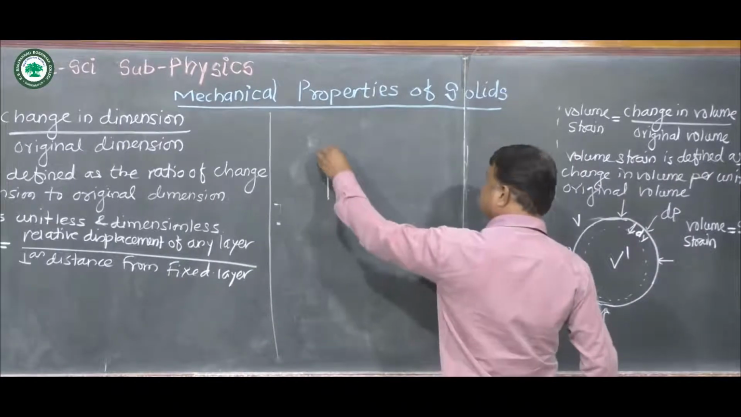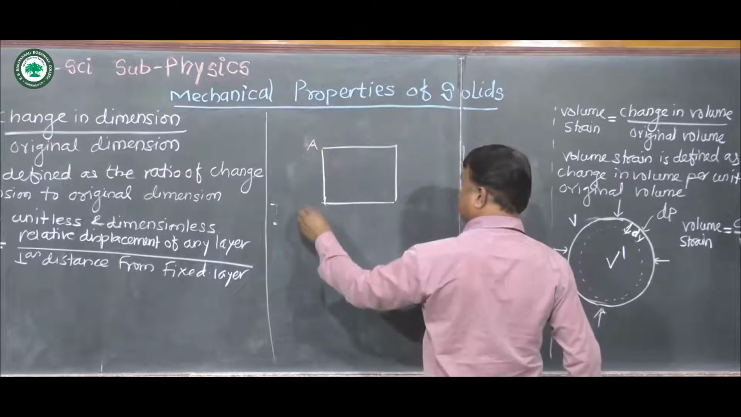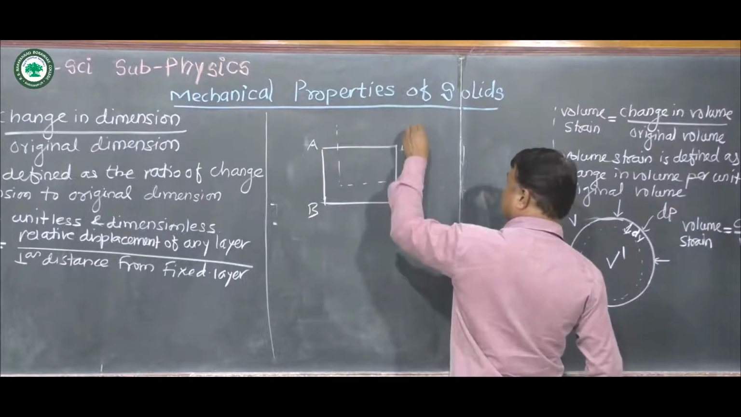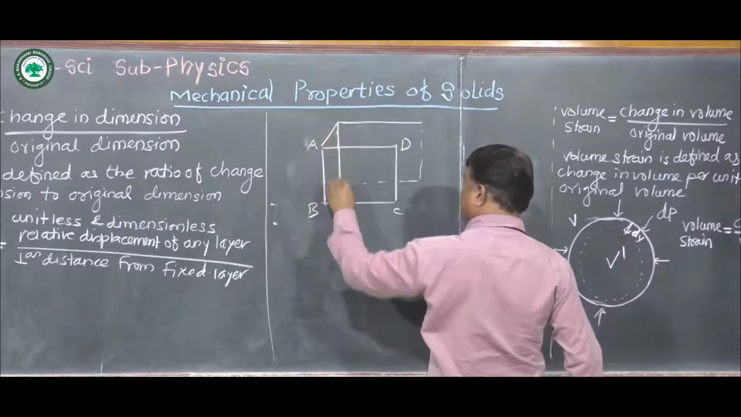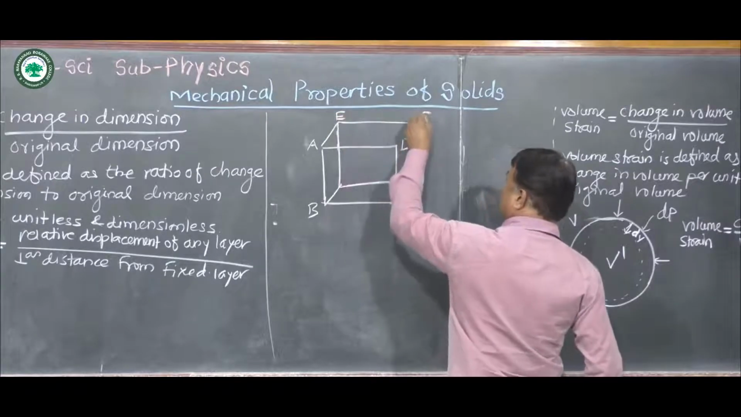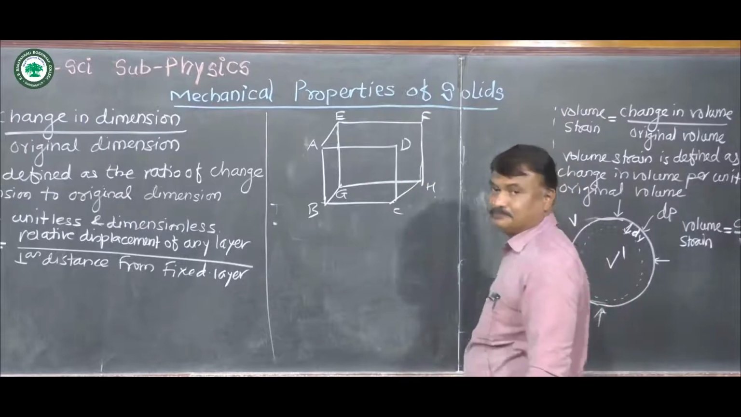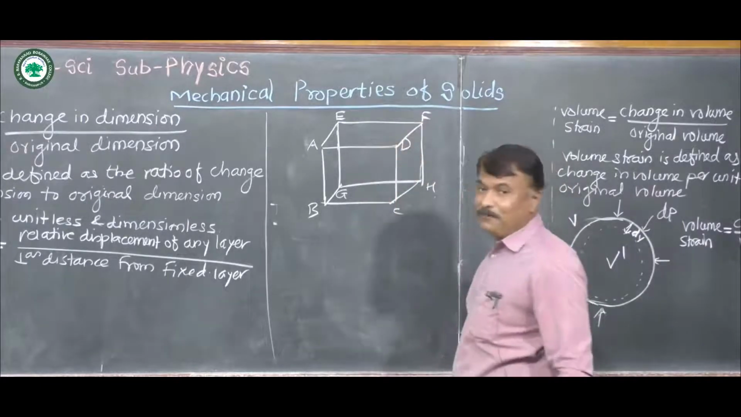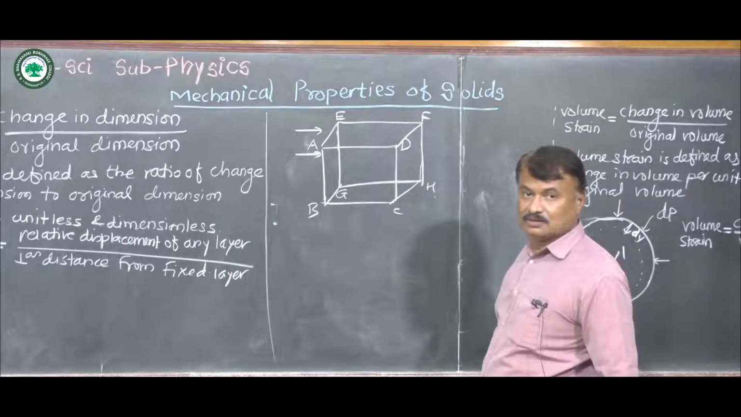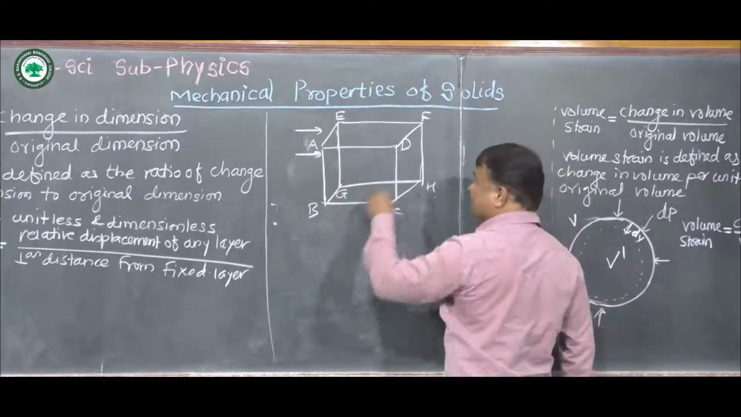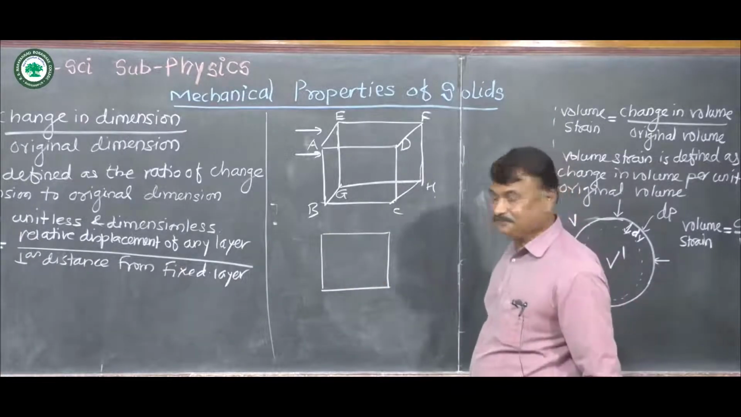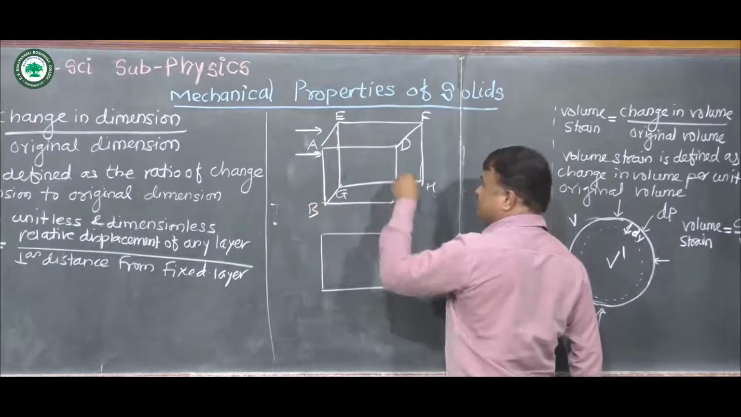So here we consider a cube A, B, C, D, E, F, G, H, like this one. When we apply tangential force to the upper layer, then consider the front side A, B, C, D for our understanding.